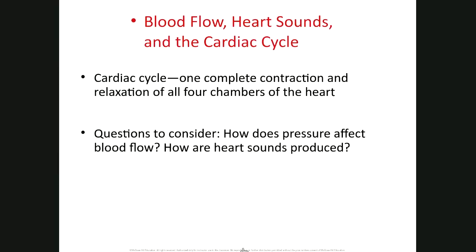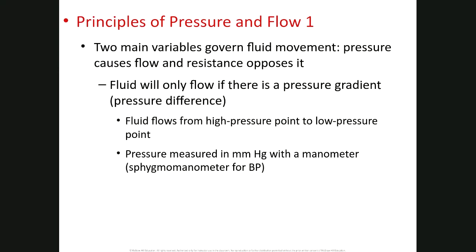Let's go to the blood flow, heart sounds, and the cardiac cycle. The cardiac cycle is one complete contraction and relaxation, which involves the four chambers, the atria and the ventricles. Two main variables govern fluid movement: pressure causes flow and resistance opposes it.